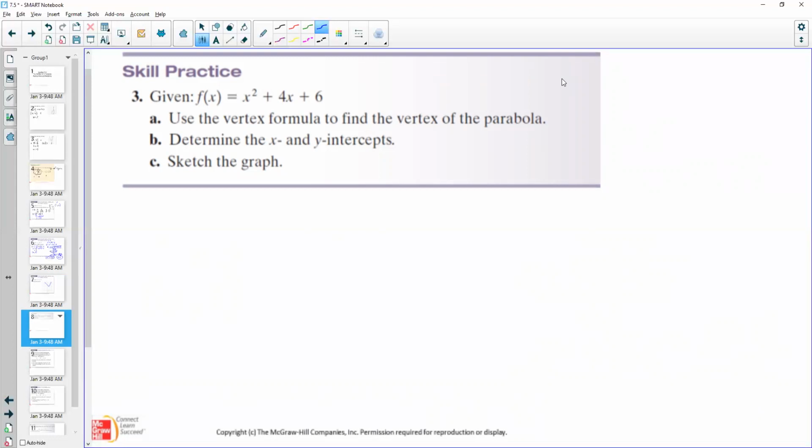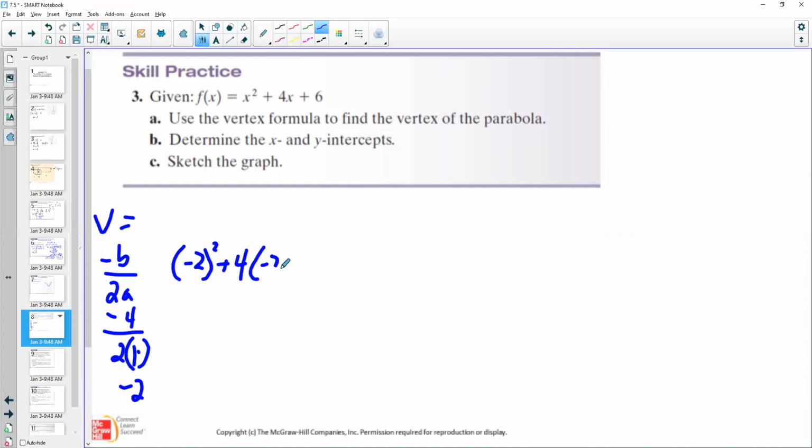All right, I'm going to do the vertex first. So let's see. I'm going to do negative b over 2a. That's going to be negative 4 over 2 times 1. That's going to be negative 2. Fine. And then I'm going to put negative 2 into the formula for x. So that's going to be negative 2 squared plus 4 times negative 2 plus 6. That's going to be 4 minus 8 plus 6. Negative 4 plus 6 is positive 2. So my vertex is at negative 2, 2.